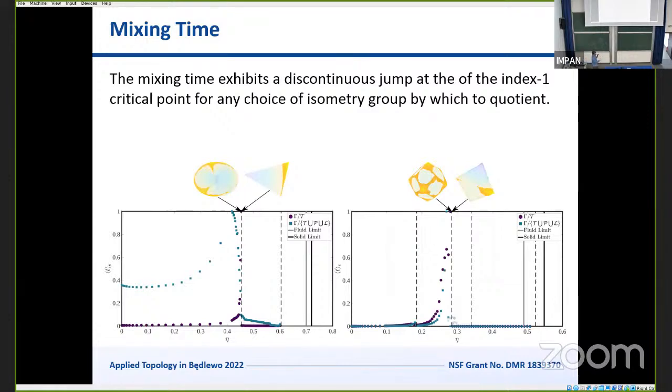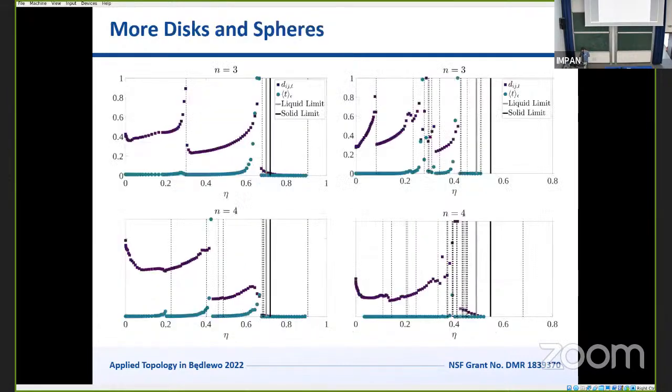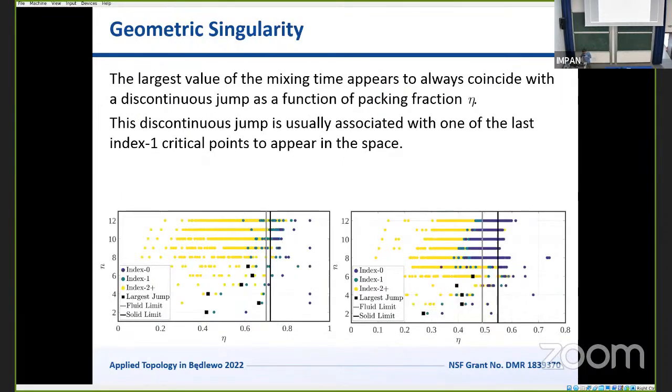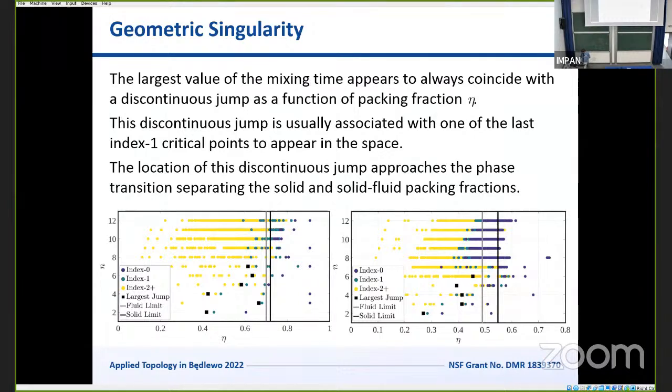So then what you do, and I know I'm coming up on the end, is you start applying this to larger numbers of disks and larger numbers of spheres. But here is the punchline. What are you looking at here? This is my packing fraction, so my disks shrink from right to left. To the left of these vertical lines is where we expect the liquid to be, to the right is where we expect the solid to be. In between these lines is a two-phase region, so we expect some kind of wild topology happening right here.